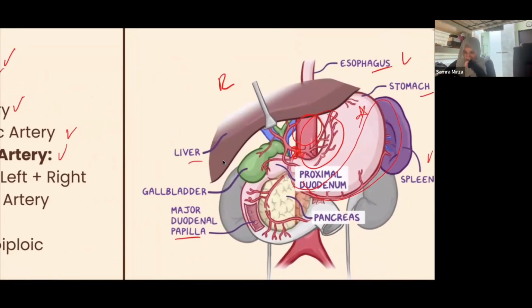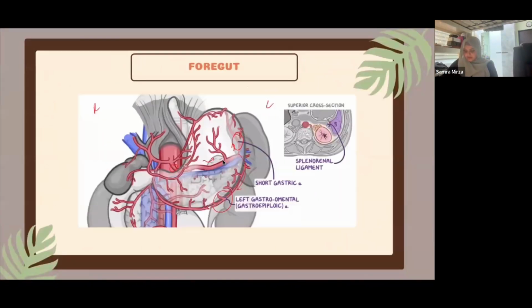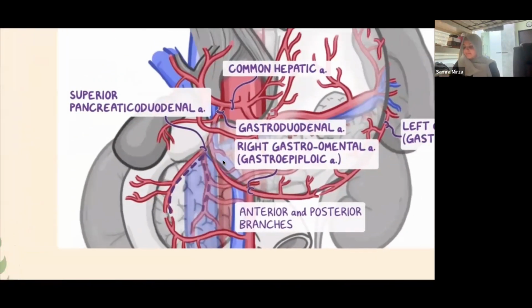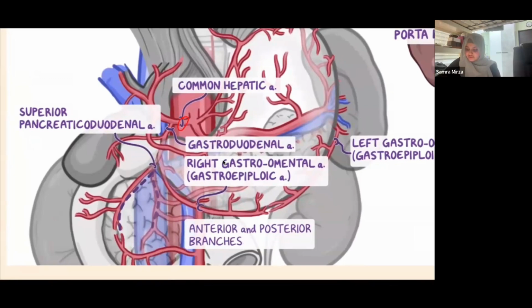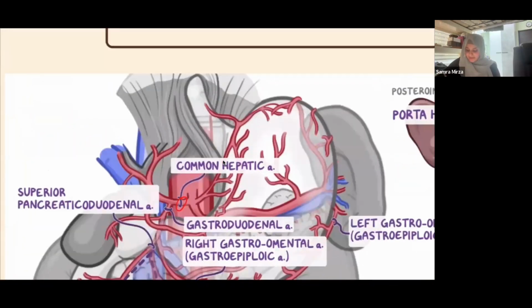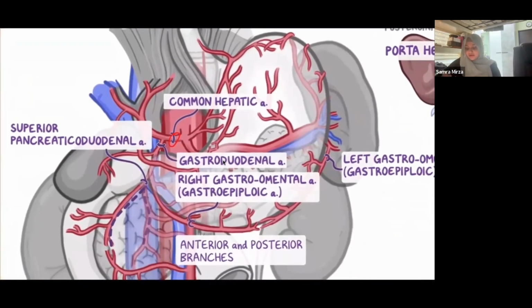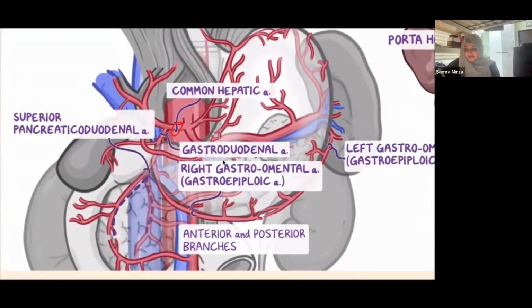It has 2 main branches, which is the hepatic proper, and then the gastroduodenal. We'll come to it on this side. Okay. So common hepatic starts around here, and it gives you 2 main branches. One is going up and it's giving 2 branches, and then one is going down. The one going down is going to be called pancreaticoduodenal.